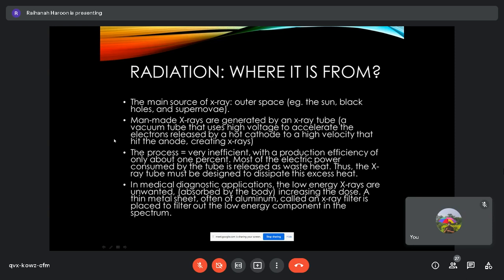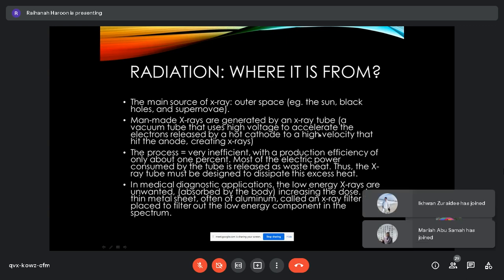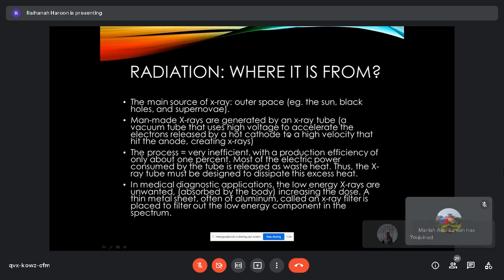But what we have in our X-ray machine is a man-made X-ray tube. It's a vacuum tube that uses high voltage. Basically, it does what Sir Ronjan did just now. There will be electricity involved, which will accelerate the electron to a high velocity. It hits the anode and creates X-ray. But this process is actually very inefficient, so that's why the X-ray tube must be designed to dissipate the excessive heat.